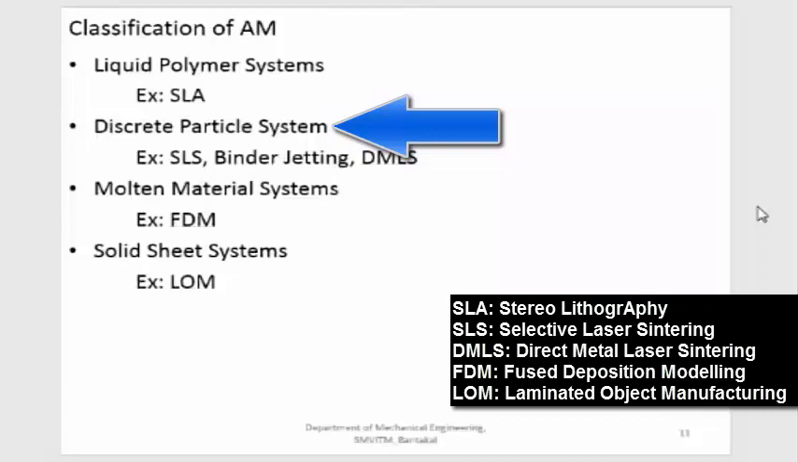So in the discrete particle system, the raw material used is in the form of a powder, and these powder particles are joined together by some means to make the solid component. The different methods are SLS, which means selective laser sintering. Another one is binder jetting. The third one is DMLS, direct metal laser sintering. These are the examples of the discrete particle system.